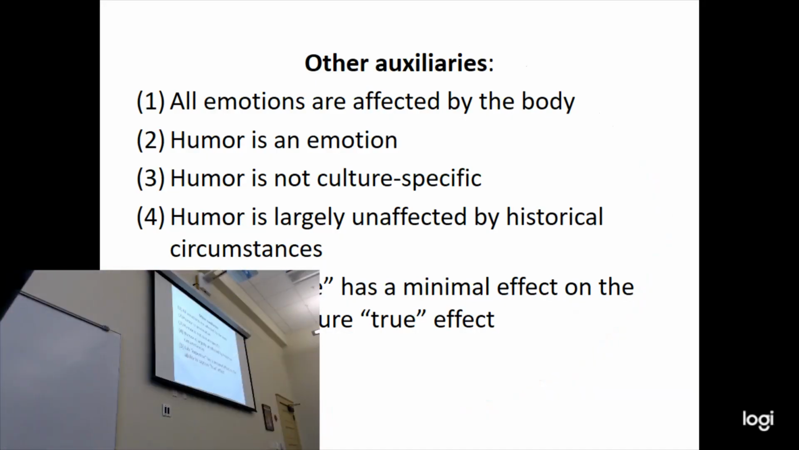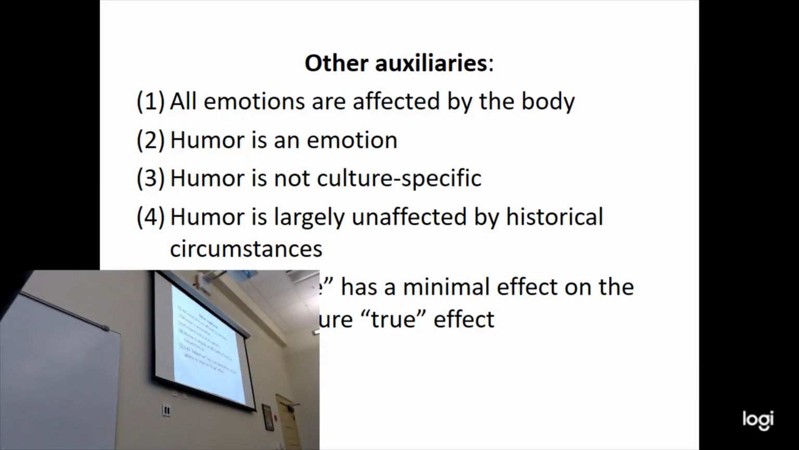One feature that's generally true of the social sciences is that we need a lot of auxiliaries to make theories work. I've just listed a very brief list of them. One auxiliary is that all emotions are the same. There's not something necessarily different about any given emotion, which is different from its neighbor. Another idea is that humor is an emotion.